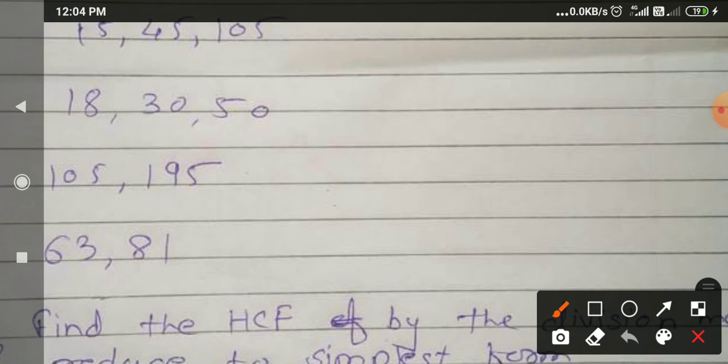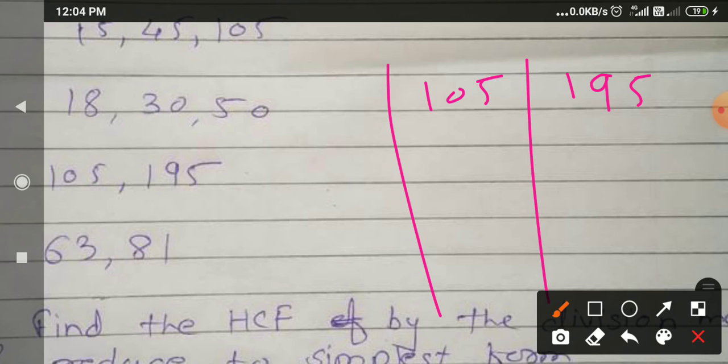The next question is 105 and 195. I think I gave this example from this textbook only. Here these numbers are divisible by 5. 5 2s are 10, 5 1s are 5, 5 3s are 15, 4 remains, 5 9s are 45. Correct.